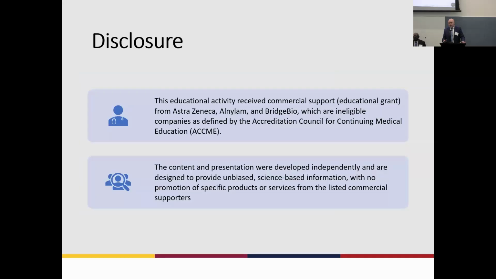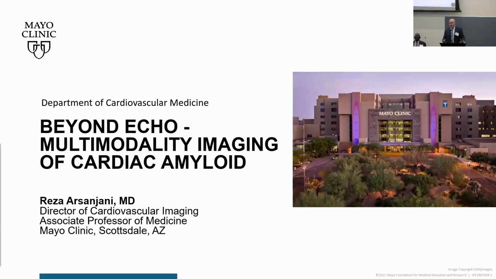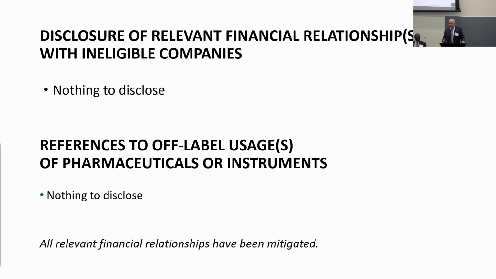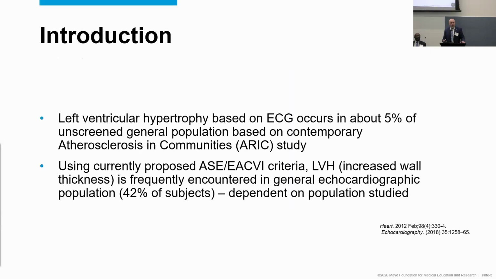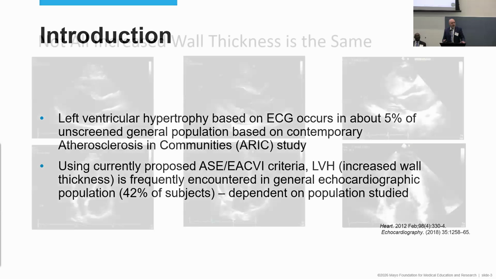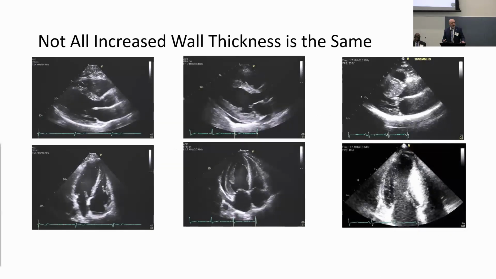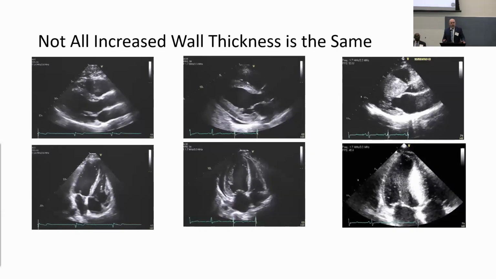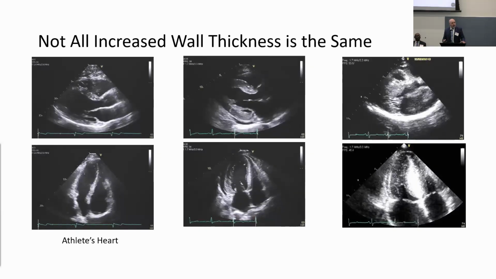So it's going to pain me, as an echo guy, to talk about why echo might not be the best option to look at this. Thick walls are not uncommon. Approximately 40% of people that we see in our echo labs have thick walls. The major issue is how do you differentiate the etiology of the thick wall? Not all thick walls are the same.